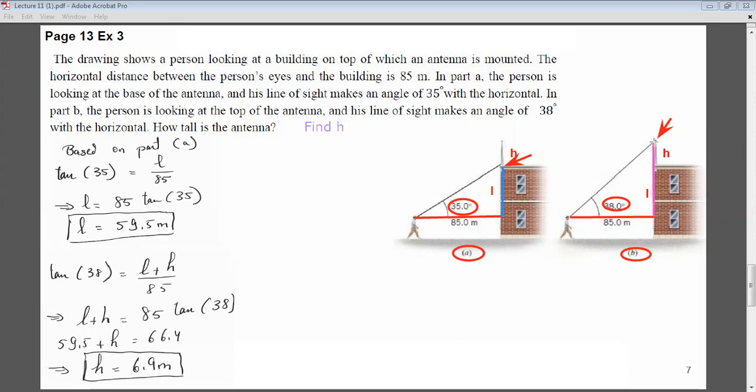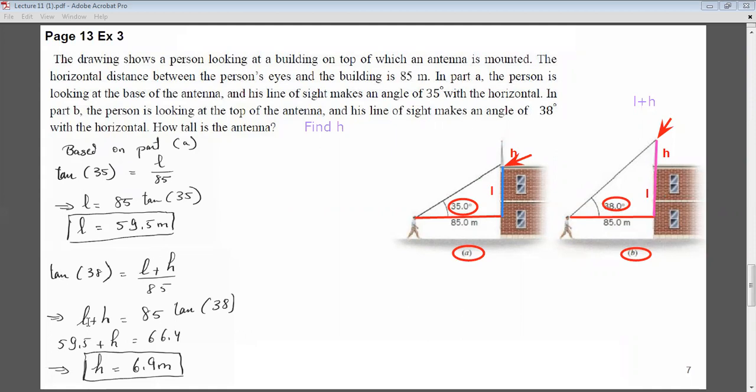How long is this side? This side is L plus H, right? So I have the opposite side, it's L plus H. So again, tangent, this time the angle 38 is equal to L plus H divided by 85. This is a right triangle, right at this angle over here, okay? So the opposite of 38 is L plus H and the adjacent is 85.